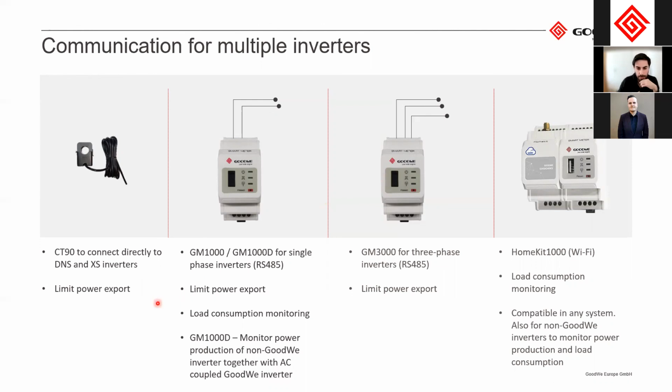I think we mentioned most of them during the presentation already. As I said before, the CTs here, this is a GoodWe CT. They can be connected directly to the TNS or XS to limit the power export. Otherwise, if you want to limit the power export, you can use either the GM here with 2 CTs or the GM3000 with 3 CTs.